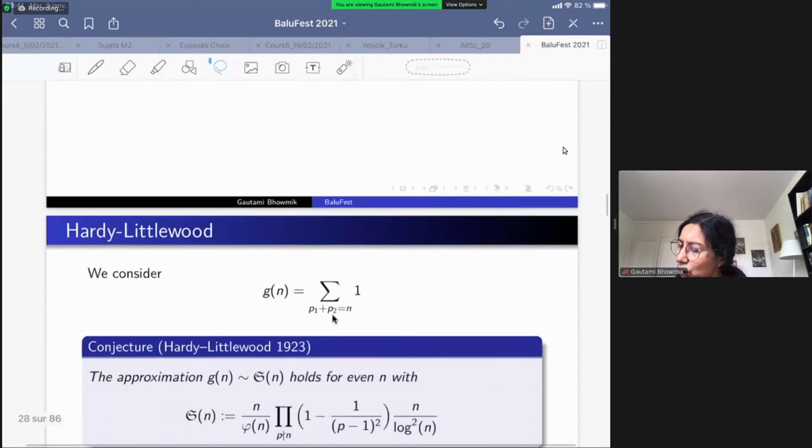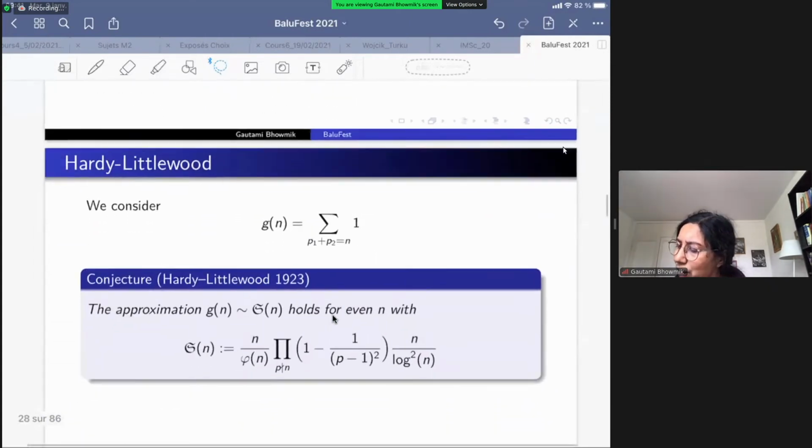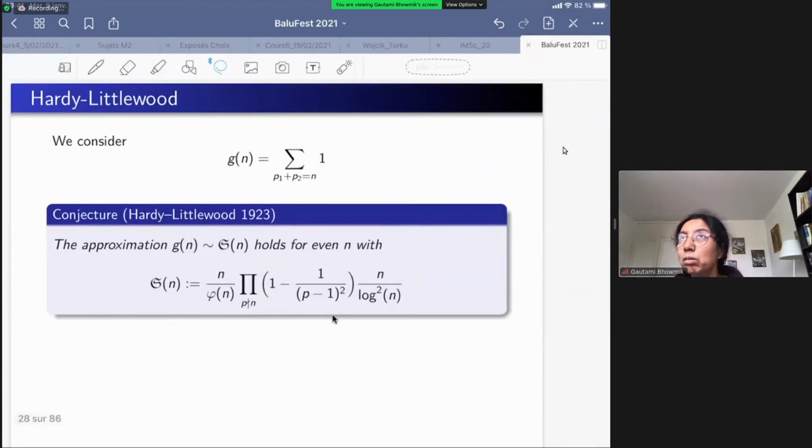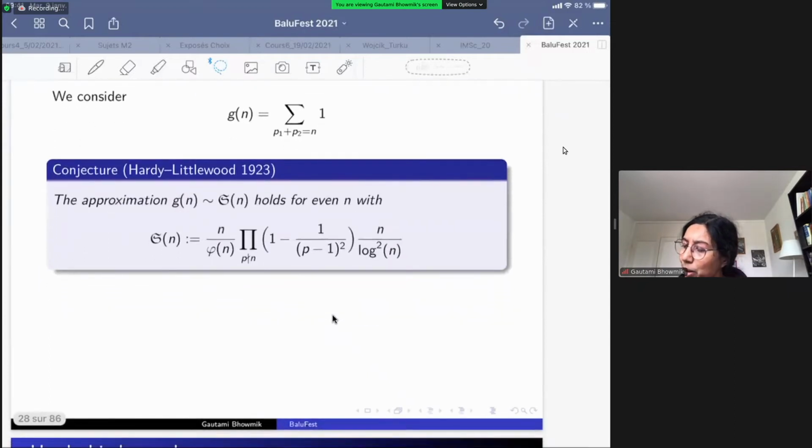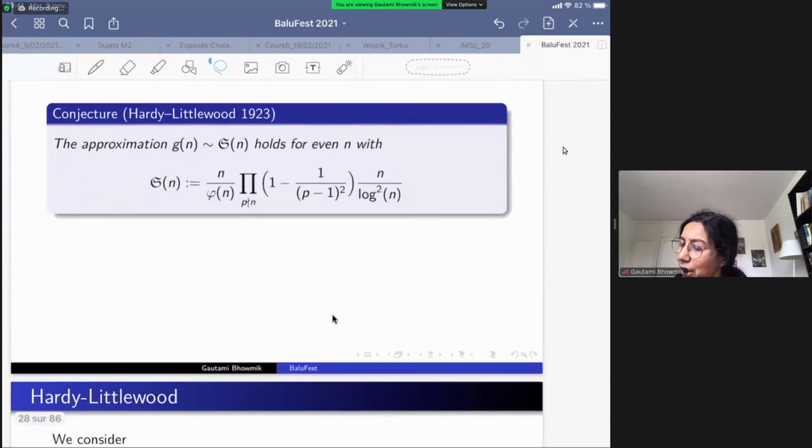It is a conjecture of Hardy and Littlewood of 1923, so 100 years old. It says that g(n) can be very nicely approximated by a singular series, which is given as the product over all primes that do not divide n.